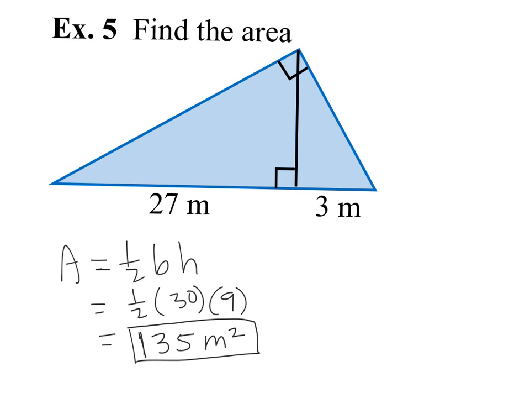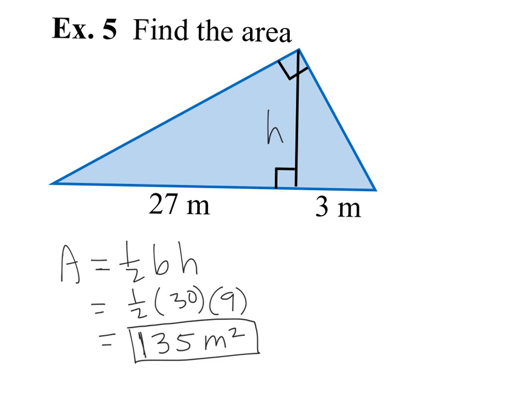Example 5 is another triangle, and to find its area, we're going to take 1/2 its base times its height. So I want to talk about how I found this height of 9. So let's label the height as H. And what I want you to remember from this year is that in this big right triangle, when the altitude is drawn to the hypotenuse of a right triangle, the measure of that altitude is the geometric mean between the two pieces of the hypotenuse.